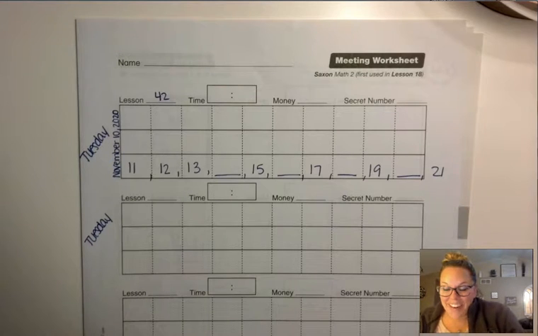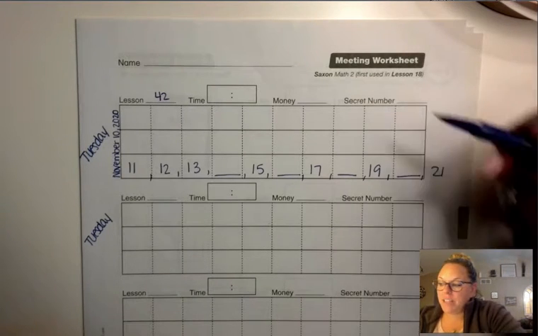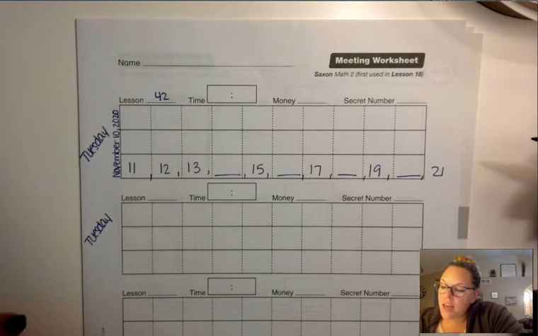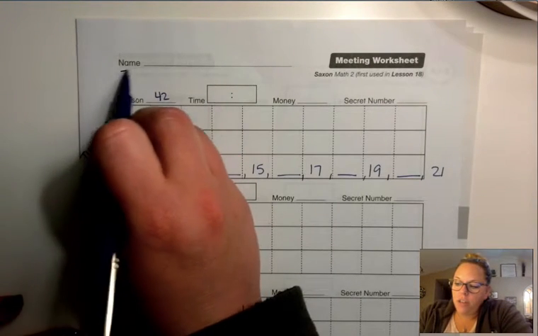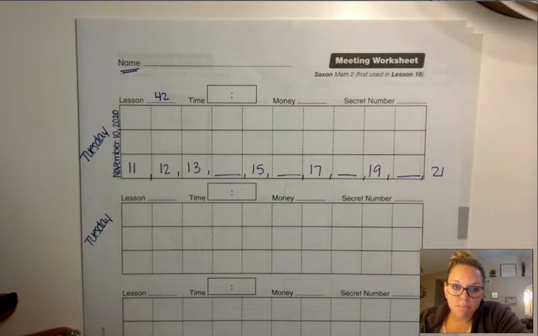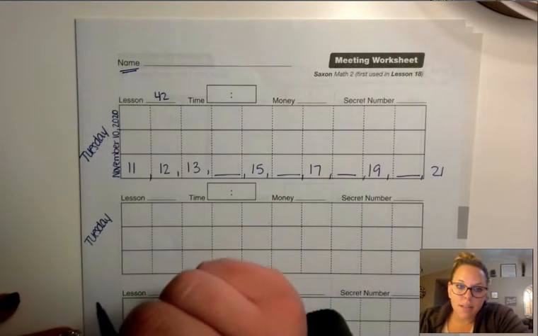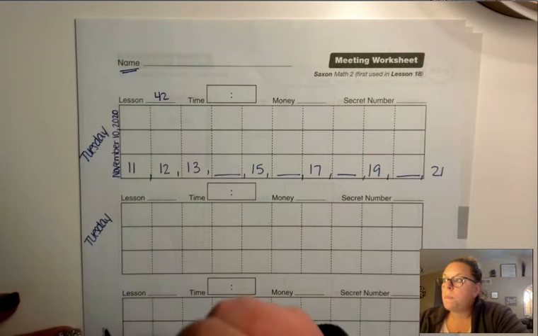Good morning, first grade. Today for calendar, you need to please grab out your math meeting worksheet, which is in your Tuesday folder. Once you have that out, please make sure that you have your name on your paper. You will also need to make sure that you have lesson 42.